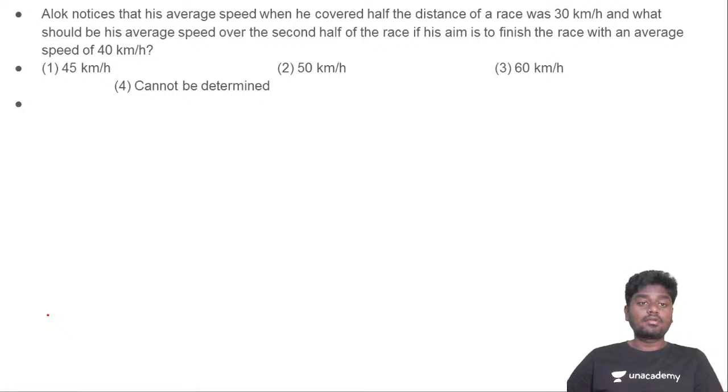This question: Alok notices that his average speed when he covered half the distance of a race was 30 km per hour. And what should be his average speed over the second half of the race if he aims to finish the race with an average speed of 40? That's the question.